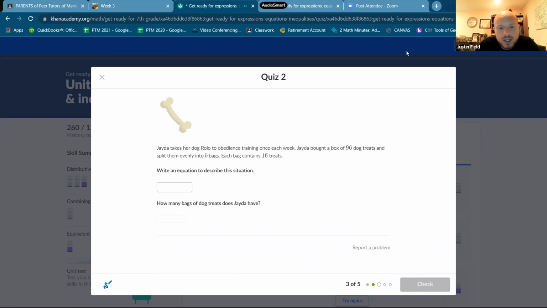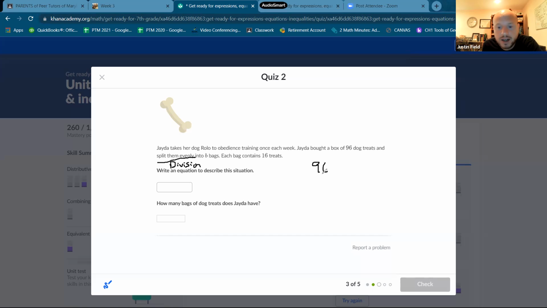Jada takes her dog Rolo to obedience training once a week. Jada brought a box of 96 dog treats and split them. So as soon as I saw split them evenly, that is division. Did you think division when you saw that? Because I did. You should. Into B bags. Each bag contains 16 treats. Write an equation.